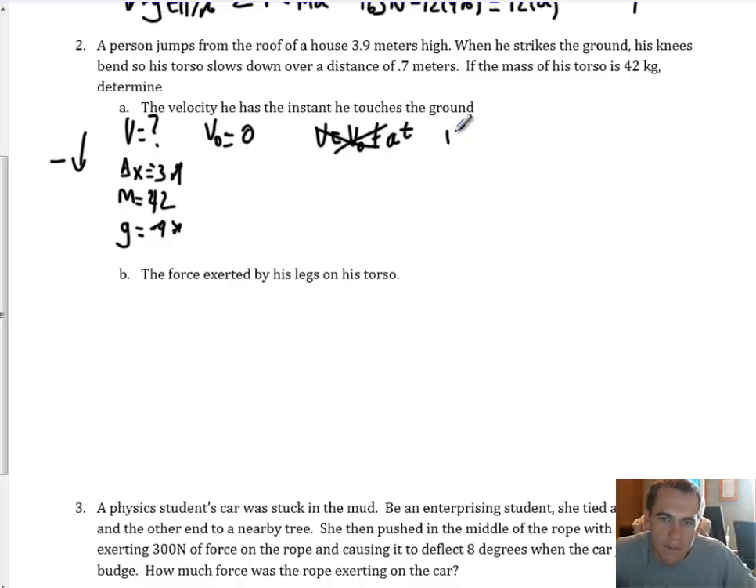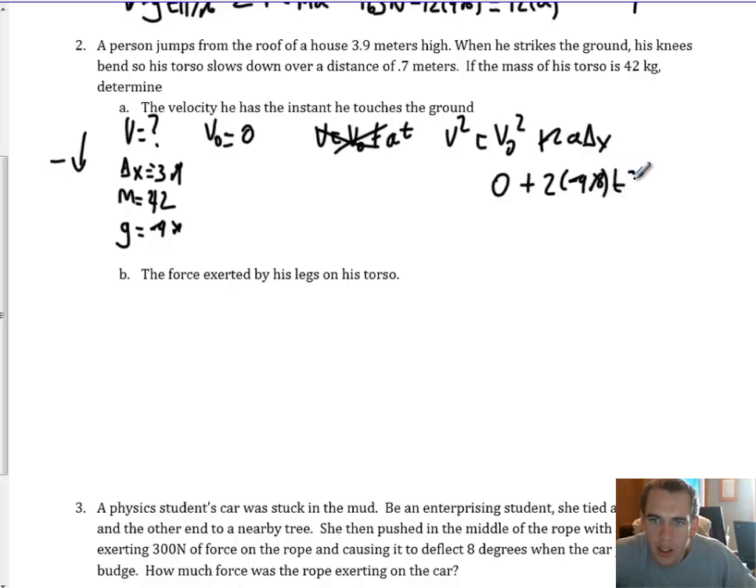So final velocity squared equals initial velocity squared plus twice the acceleration times the change in position. Does this one work? Absolutely. I know his initial velocity is 0, plus 2 times negative 9.8 times negative 3.9, and that gets me final velocity squared.